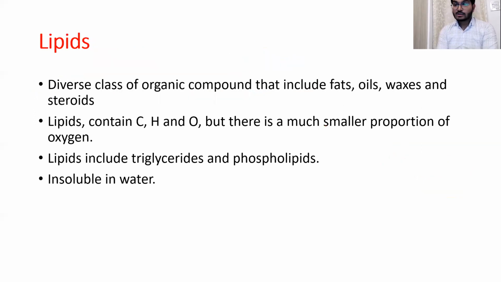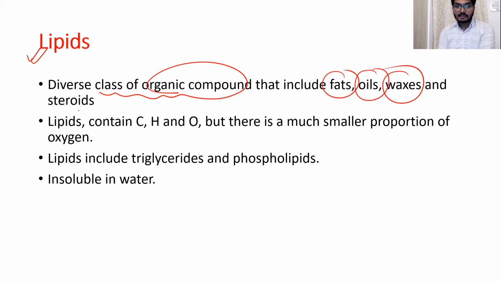Okay, so we just completed the carbohydrates. Now it's time to discuss the lipids. So what are lipids? They are a diverse class of organic compounds, and this includes fats, oils, waxes, and steroids. Just like carbohydrates have carbon, hydrogen, and oxygen, lipids also have carbon, hydrogen, and oxygen, but here the oxygen is present in a very small proportion.